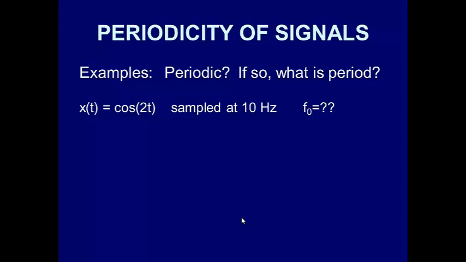Find the discrete time frequency, see if you can express that as a ratio of whole numbers to get a rational fraction. And if so, reduce it to find the period.